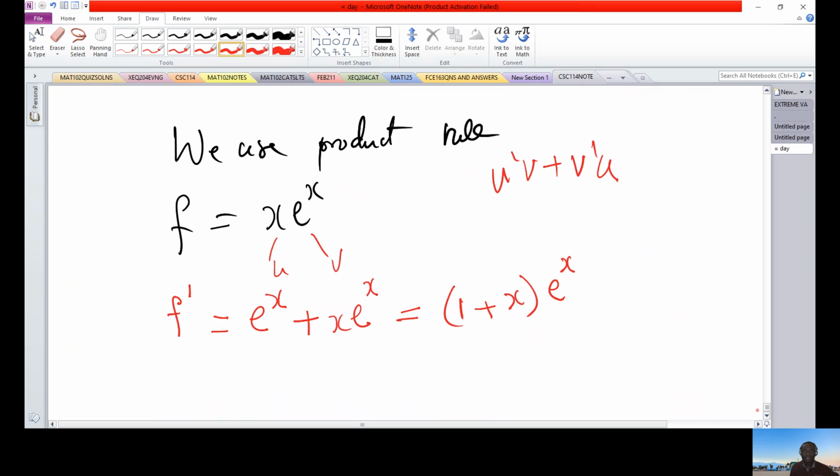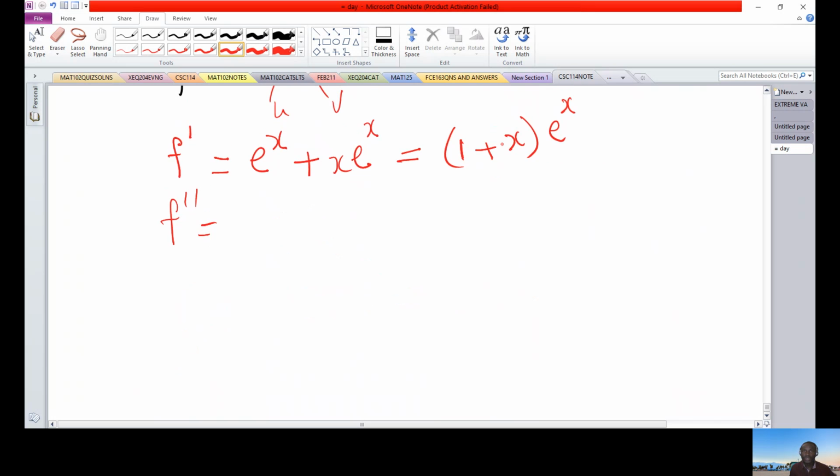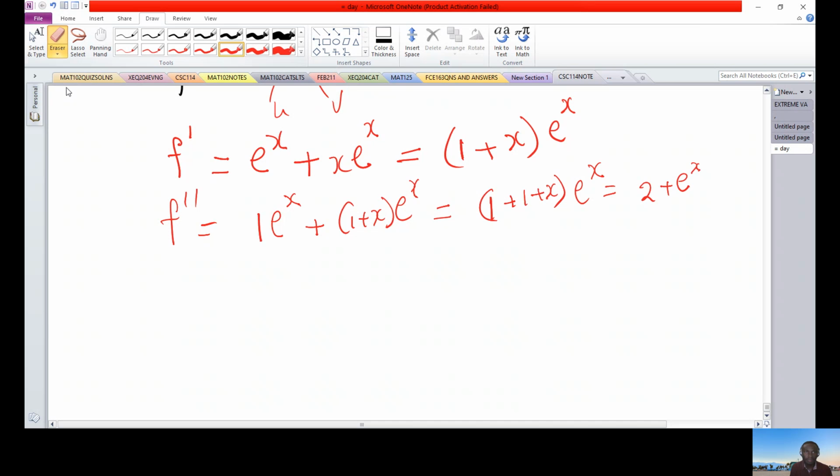And then the second derivative, you obtain by differentiating the first derivative. Here we also use the product rule. Let this one be u, this one be v. So u prime is 1 times e raised to the power x, plus v prime, which is e raised to the power x. So this will be the same as 2 e raised to the power x plus x e raised to the power x.